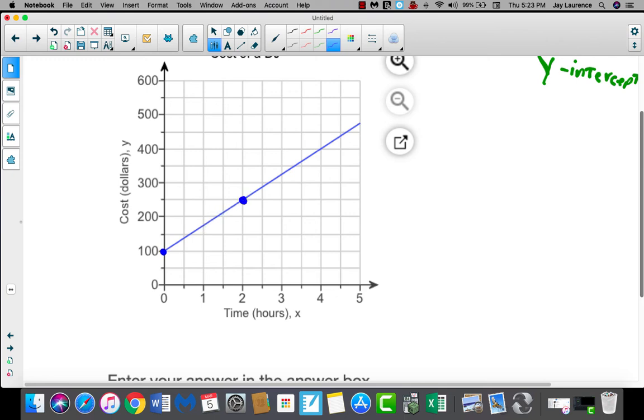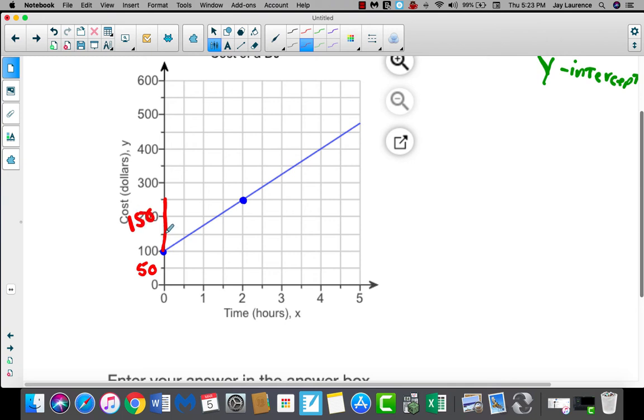Oh, there's one. Okay, so what's the rise? How much am I rising? Looks like they're counting by 50s, right? So how much did I rise? 50, 100, 150. So my rise number is 150.